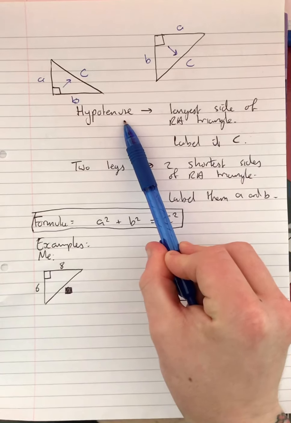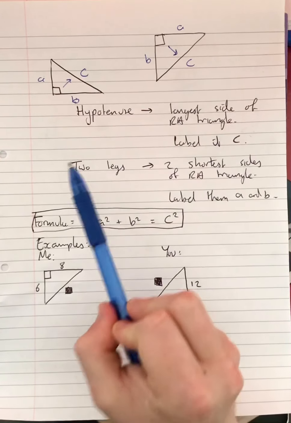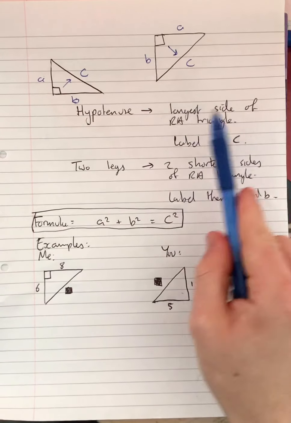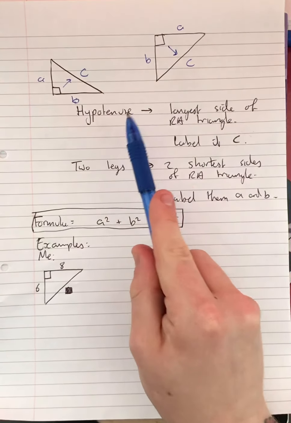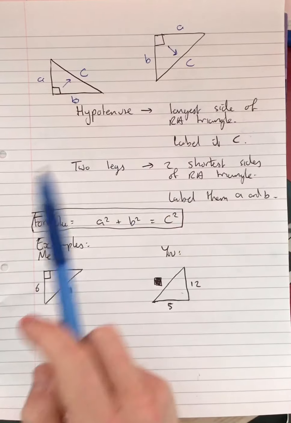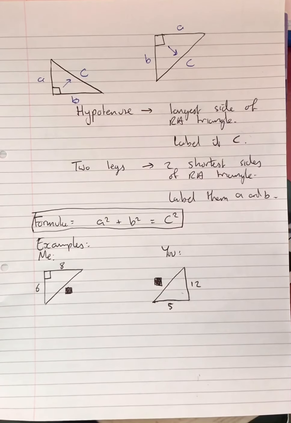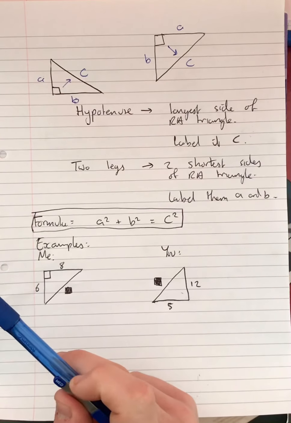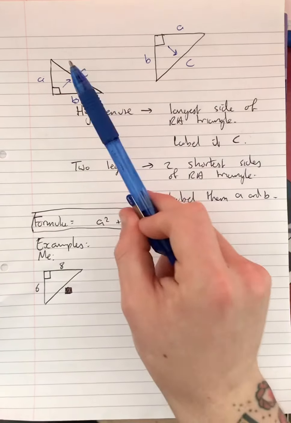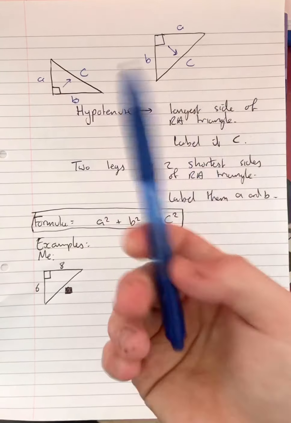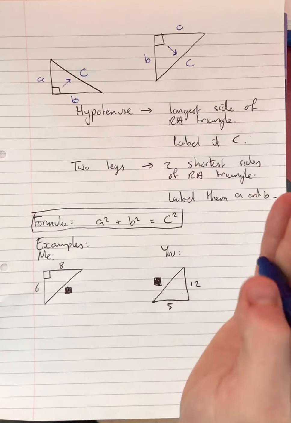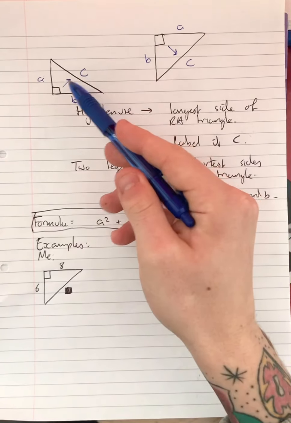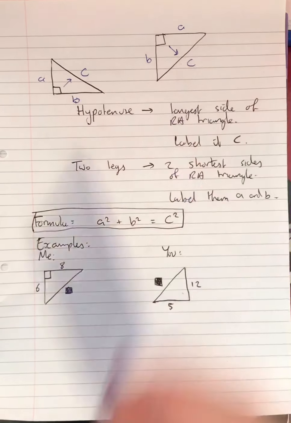So the hypotenuse is the name we give to the longest side on a right-angled triangle. Okay, longest side of a right-angled triangle is the hypotenuse. Hypotenuse. And we always label that C. Now, if you're struggling to see what the longest side of the right-angled triangle is, which normally it's pretty obvious, it's always going to be opposite the right angle.